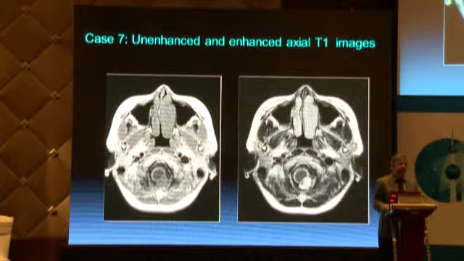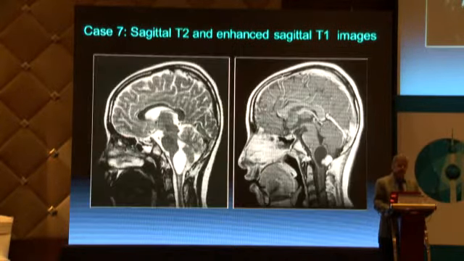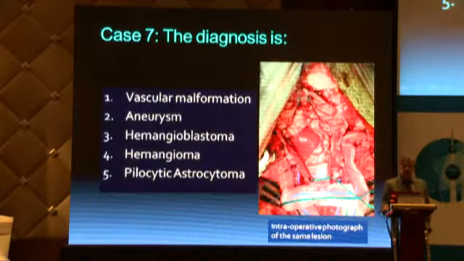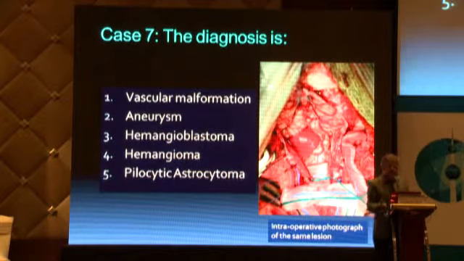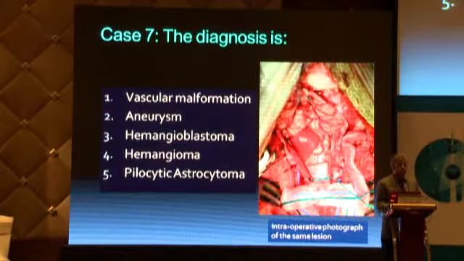Should I go on to the questions? Okay. This is also additional information. Sagittal T2. You can see the lesion over here. And then let's see what the answer is. This is a clue to you. This is an intraoperative photograph of the lesion that I was trying to show you. So the diagnosis, is it vascular malformation, aneurysm, hemangioblastoma, hemangioma, or a pilocytic astrocytoma?